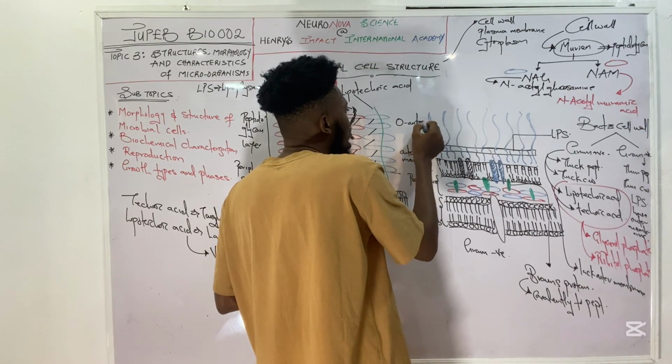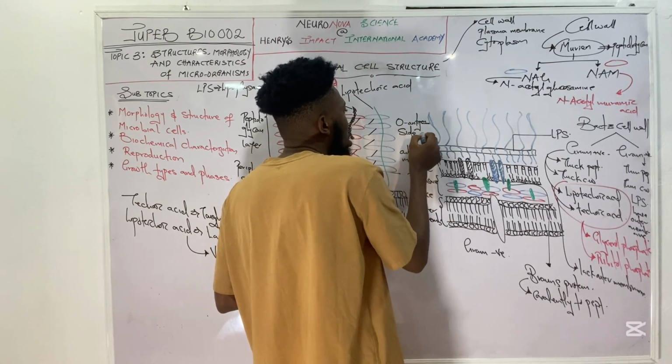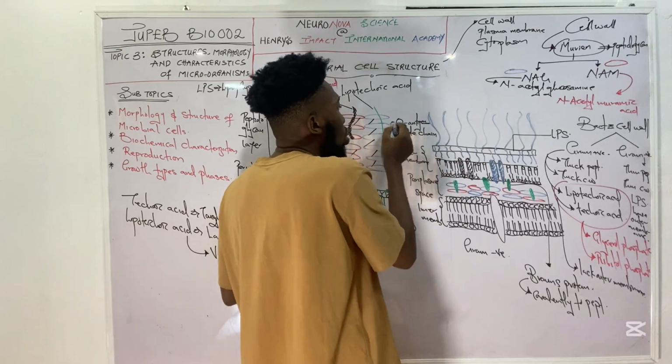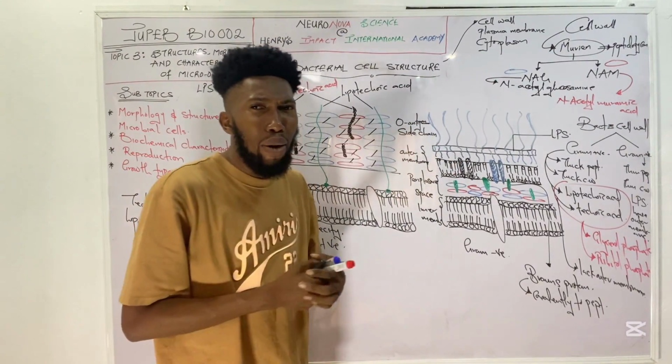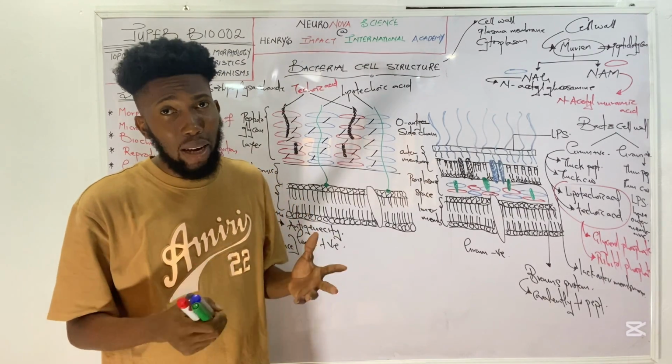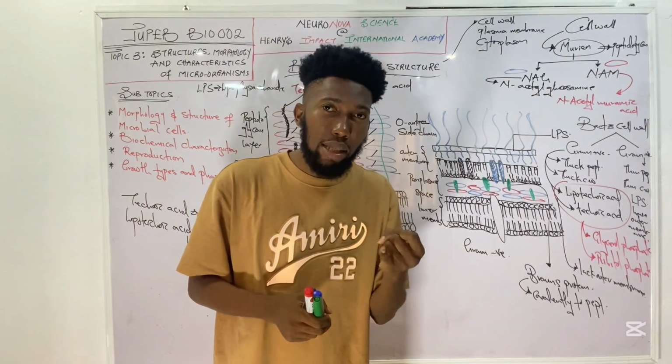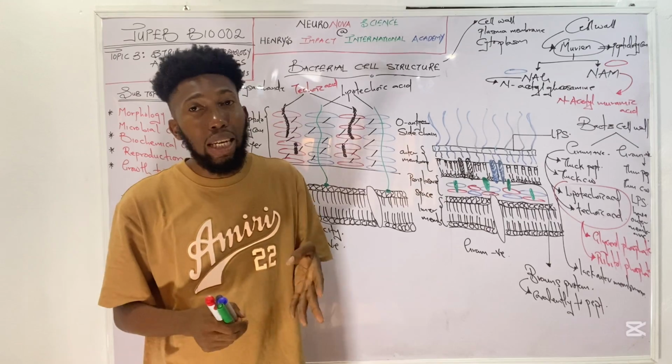O antigen side chain. So we have the O antigen side chain. So these are the O antigen side chain. Now we have different kinds of antigen expressions in bacterial cells. You have the K antigens, you have the O antigens, and you have the H antigens.